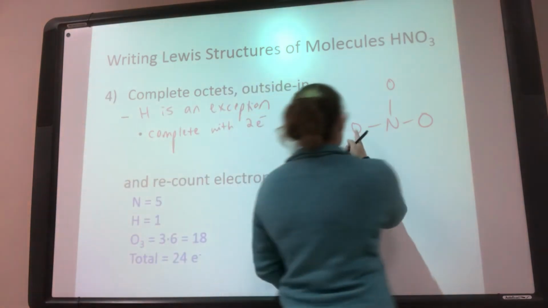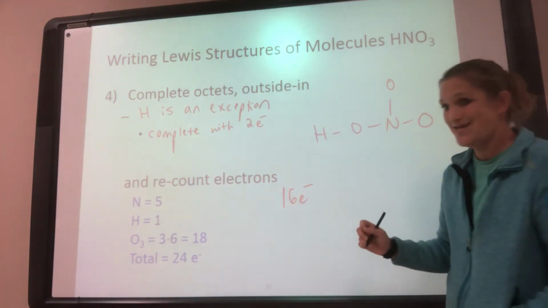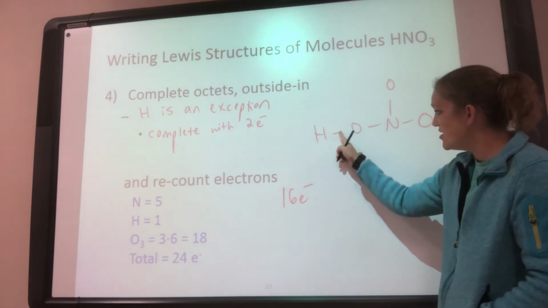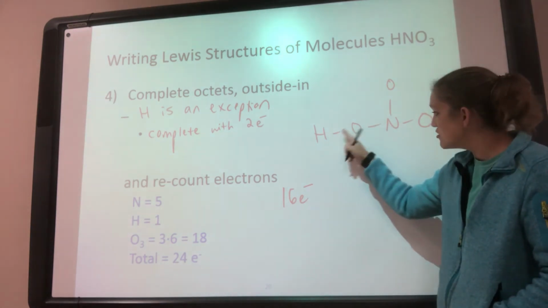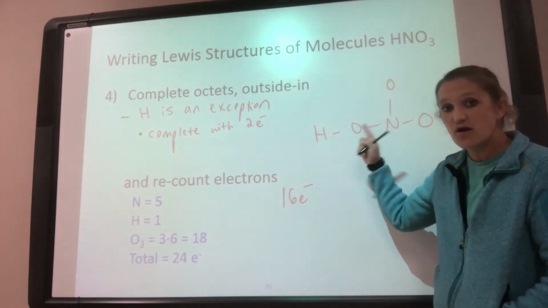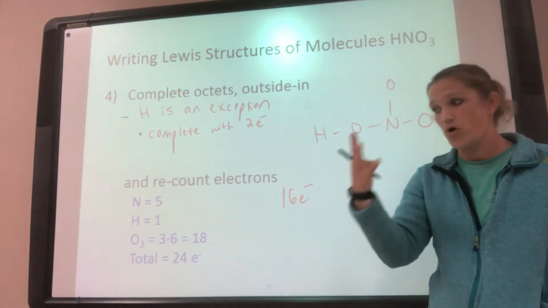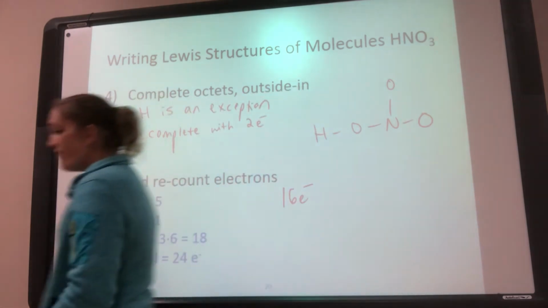Now we look at this oxygen. Oxygen wants 8. How many does he have? He's got 2 here and 2 here, that's 4. So he has 4 electrons, so to get to 8, he wants 4 more. So what I do is I give him 4 electrons.